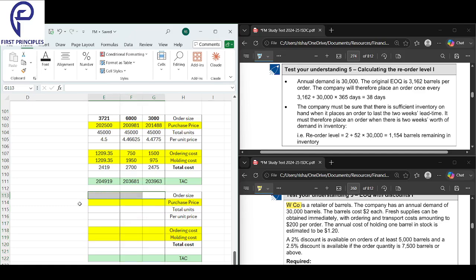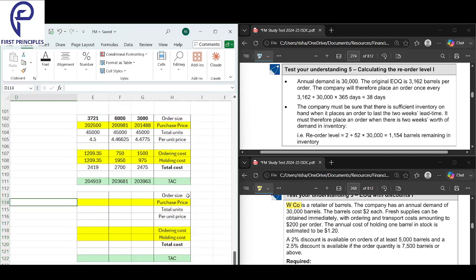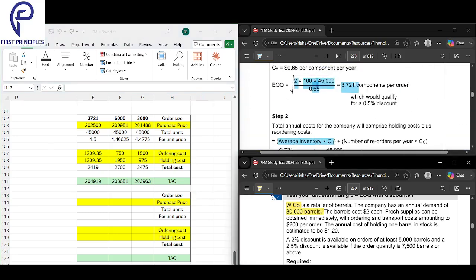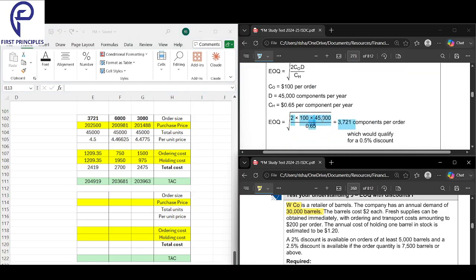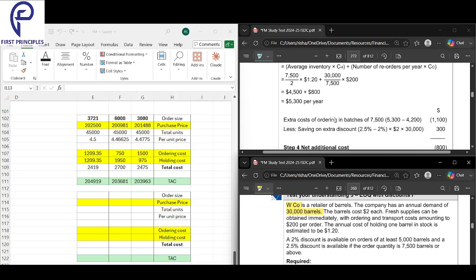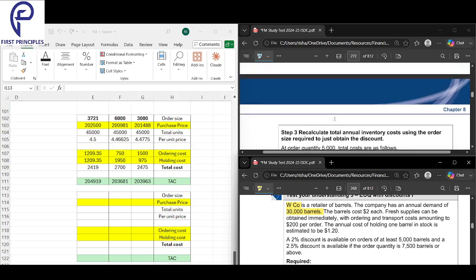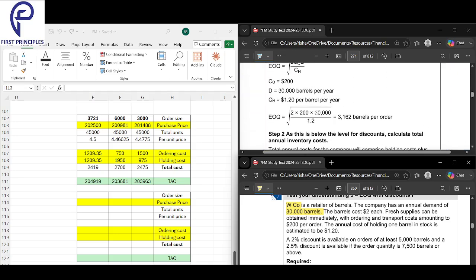It's going to be the same method of doing, right? This process is going to be the same. WCO is a retailer of barrels. The company has an annual demand of 30,000. So first we'll find the EOQ. For that year, 45,000 was there. So here, first we need the annual demand. The annual demand is 30,000.